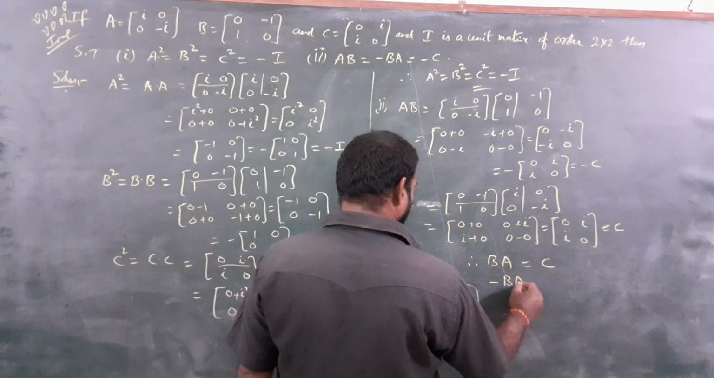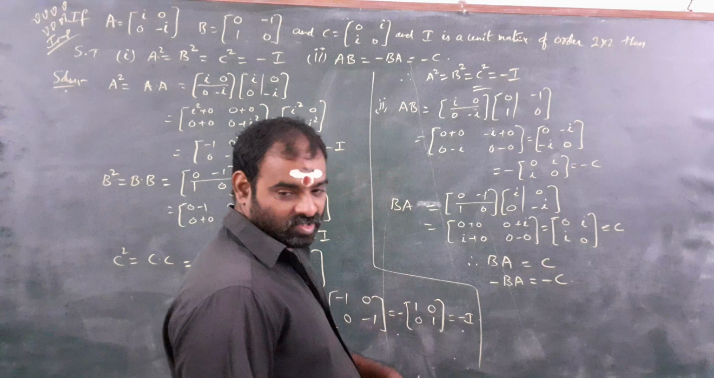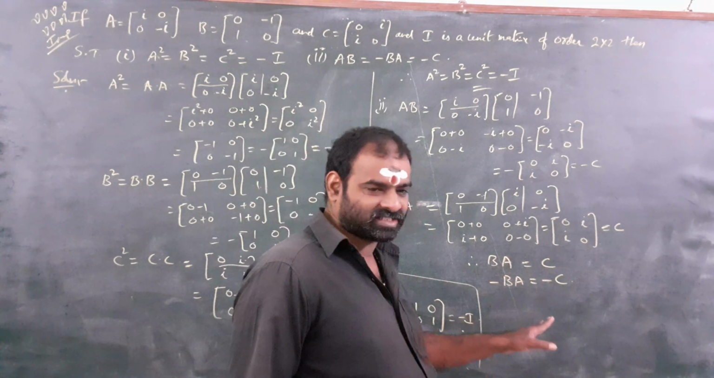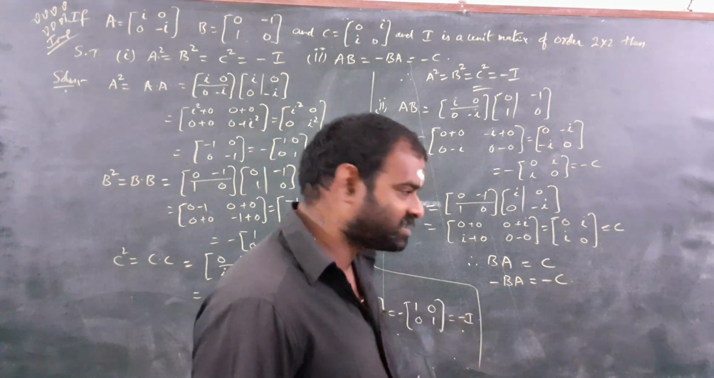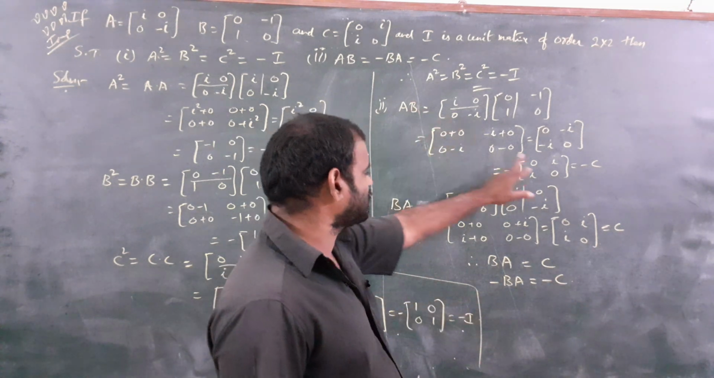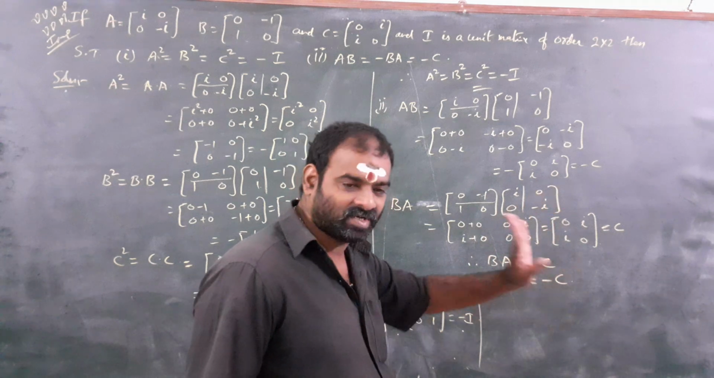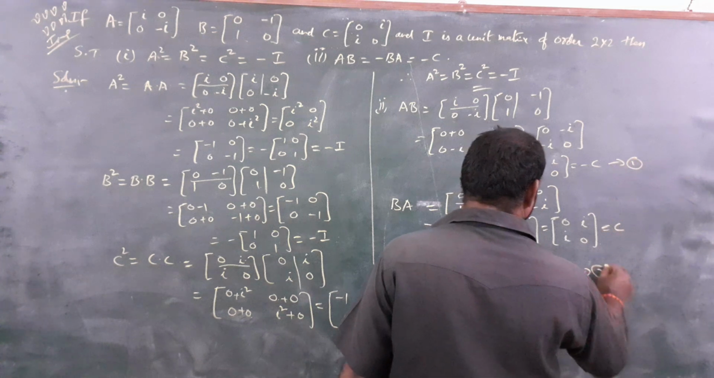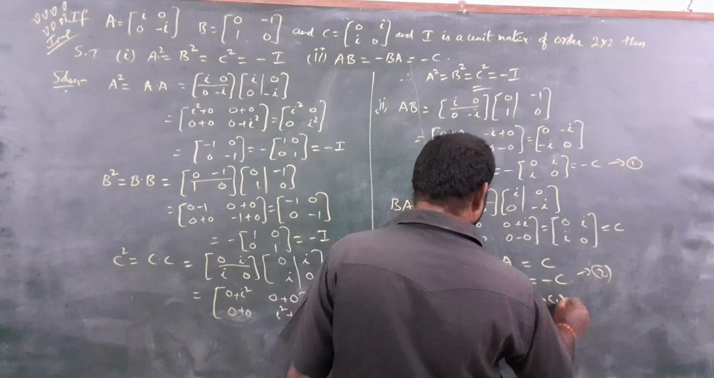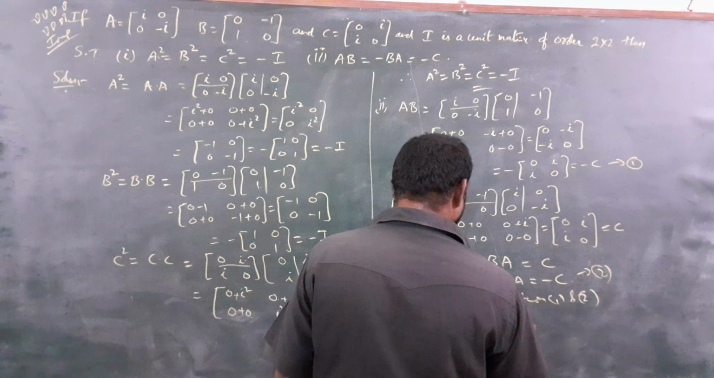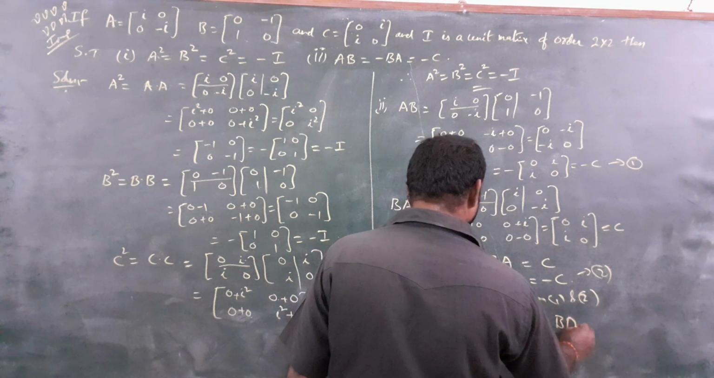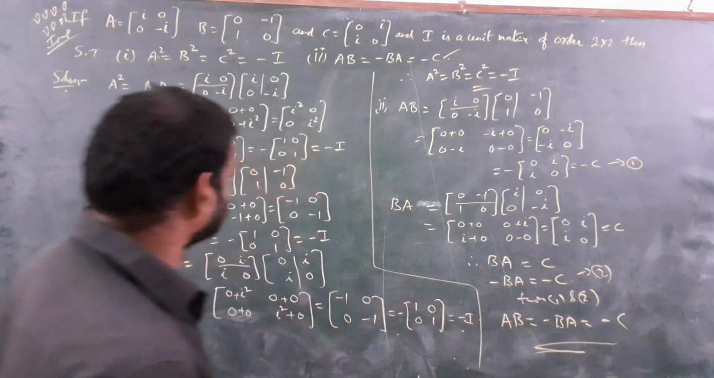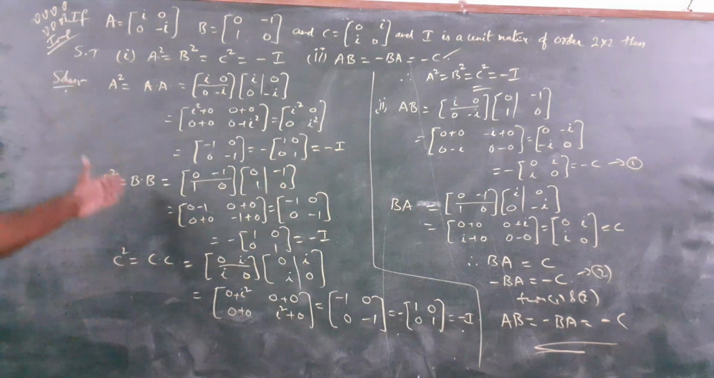Minus BA is equal to nothing but minus C. You have to multiply on both sides with minus. So minus BA is equal to minus C. So what do you observe? AB is equal to minus C, minus BA is equal to minus C. So you put it as 1 and you put it as 2. From 1 and 2, what do you get? AB is equal to minus BA is equal to minus C, which is the second answer. Do you understand or not? So this is the first answer.